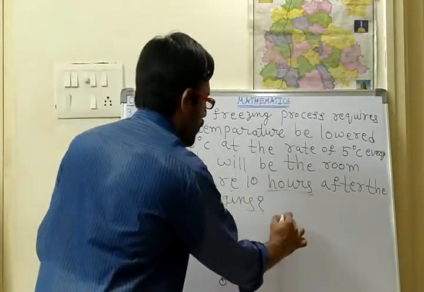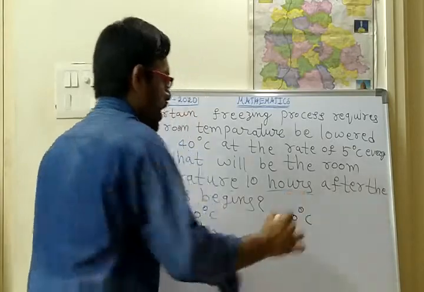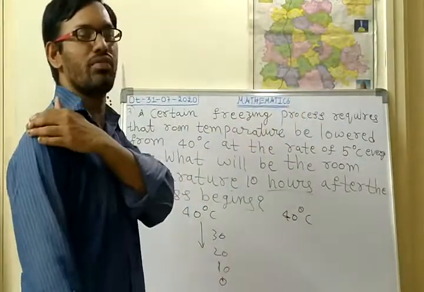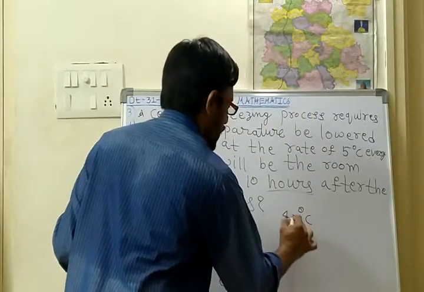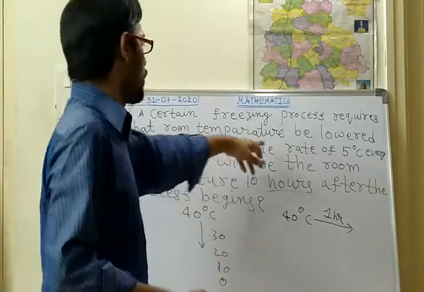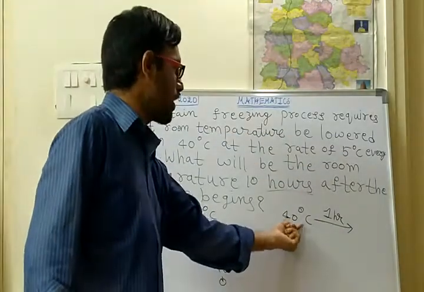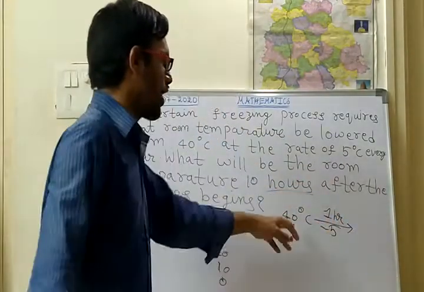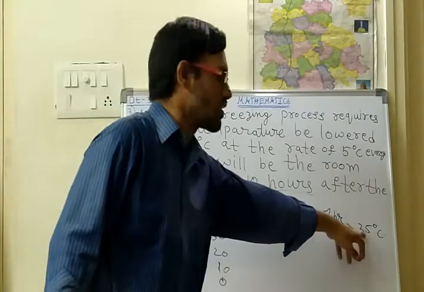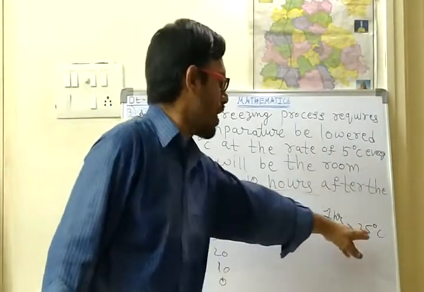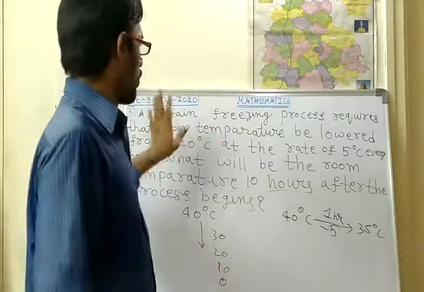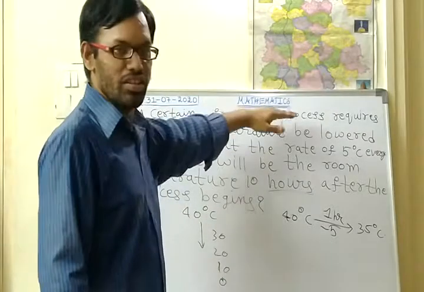Suppose for the first time it is 40 degrees. Starting from 40 degrees, it wants to reduce at the rate of 5 degrees centigrade per hour. So after 1 hour, it wants to reduce 5 degrees centigrade, that means 40 minus 5. 40 minus 5 is 35 degrees centigrade, you know. So after 1 hour it is 35 degrees centigrade. Like that it wants to reduce for every hour. That is the requirement for this freezing process.